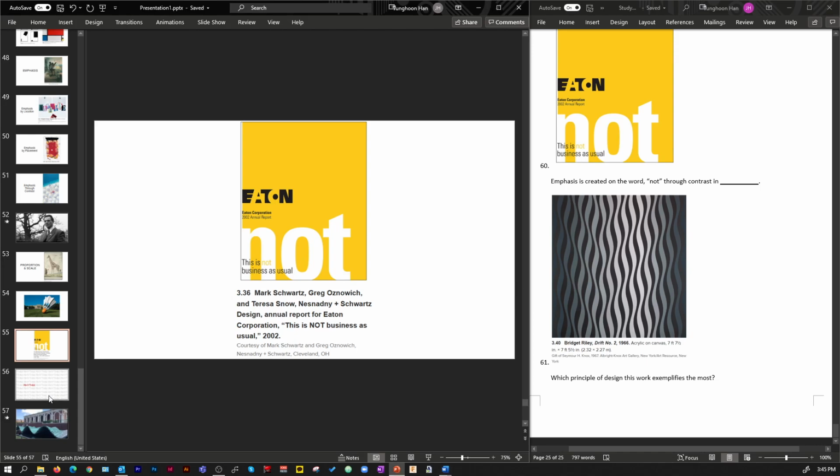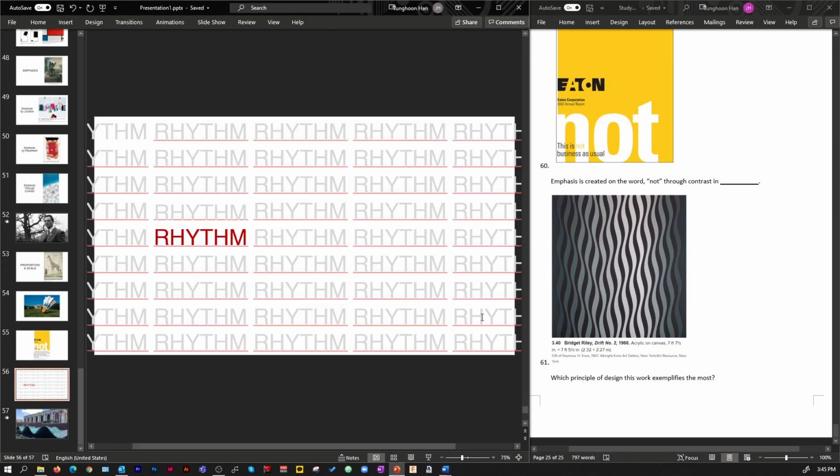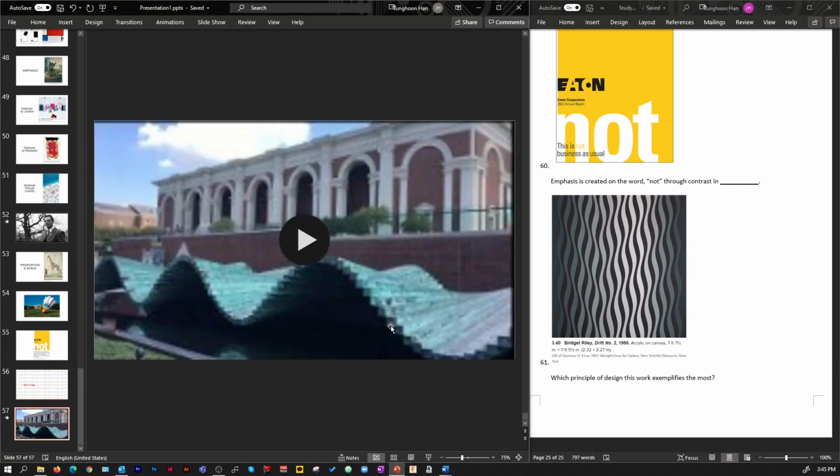And the next principle of design that we looked at is rhythm. So here, which principle of design does the work exemplify the most? That will be rhythm. So we talked about how rhythm has to do with repetition, and at the same time fluid movement, to create a really visually pleasing effect when it's used correctly.